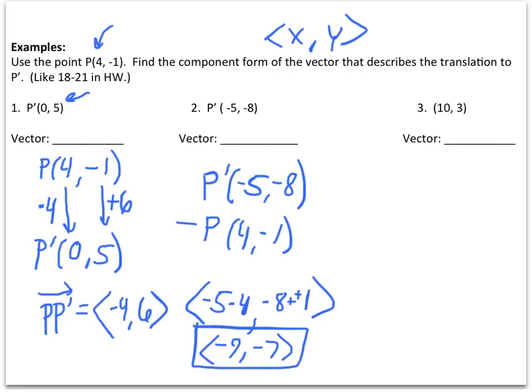Either way is fine, and yes, you could also graph this, but I'm not going to take the time to graph it when you could just do it algebraically. I'm going to let you try number 3 on your own, and I want you to find the component form of the vector using both methods, going from P to P prime and going from P prime to P. You should end up with the same answer either way.